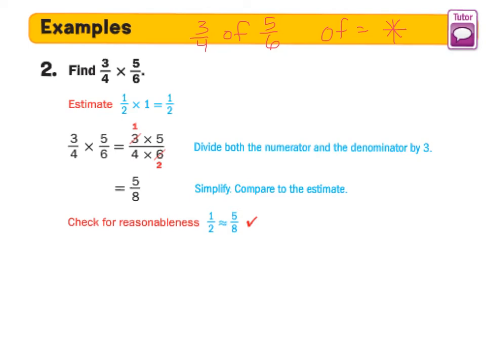So now we can finish multiplying. 1 times 5 is 5. 4 times 2 is 8. And 5 and 8 can't be simplified, so that's our final answer.